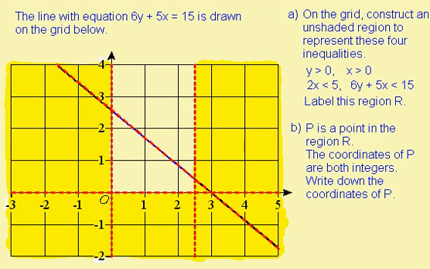For the final bit of shading, I need to know whether to shade below this line or above it. I'm going to choose a point on my graph. I can choose any point I like. The easiest point for me is 0, 0. I'm going to substitute in the x value of 0 and y value of 0 to this equation here. So I have 6y, which is 6 times 0, 0, plus 5x, which is 5 times 0, 0, is less than 15. 0 is less than 15, so I've chosen a point in the region I want. I need to shade the region I don't want, so I need to shade up here.